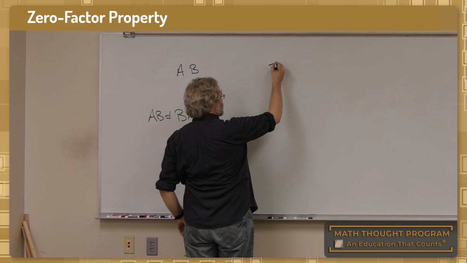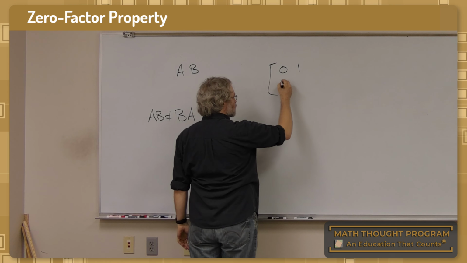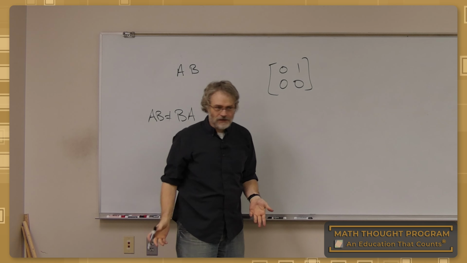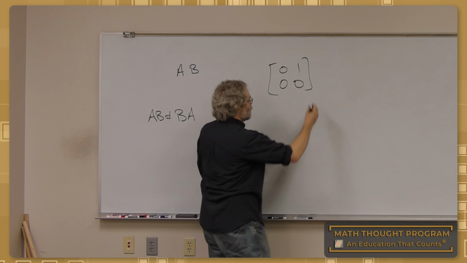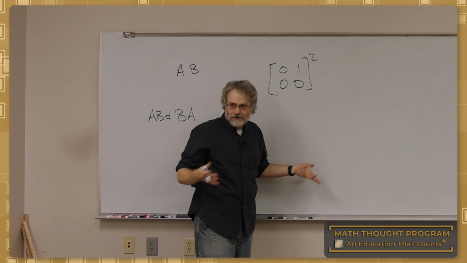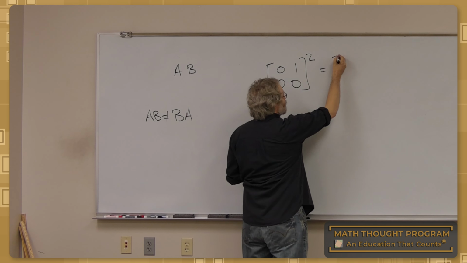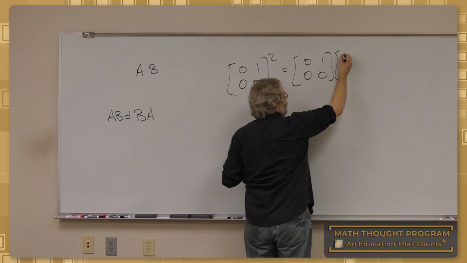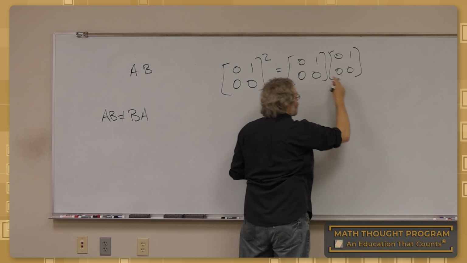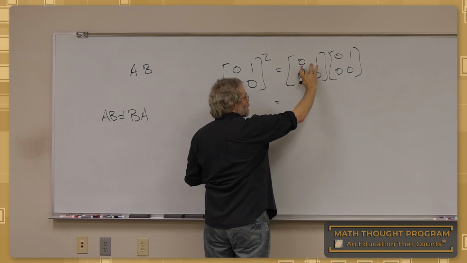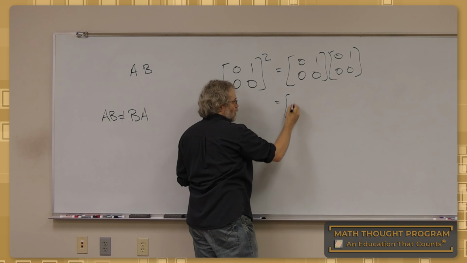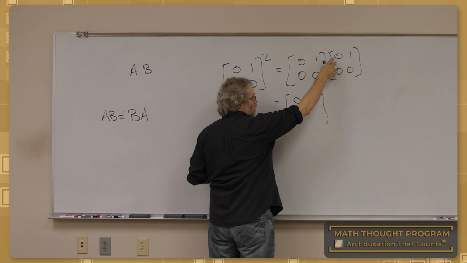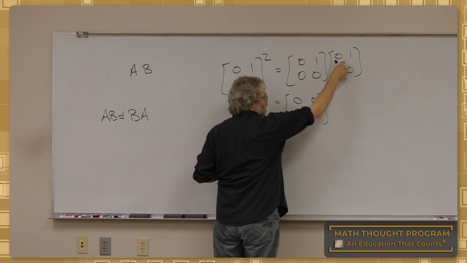Let's say you have this matrix, 0, 1, 0, 0. And just like with numbers, I can talk about powering up a matrix. I can power up the second power. And that just means take the matrix, write it out twice, go through the whole entire process, dot the row with a column. So this with that, this with that, this with that, and then this with that.